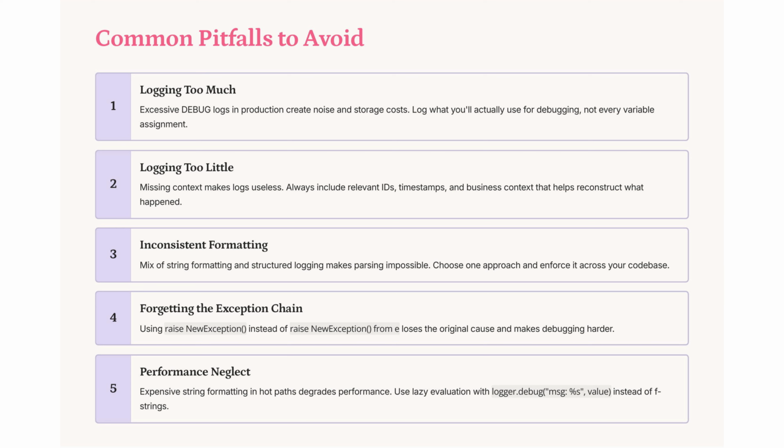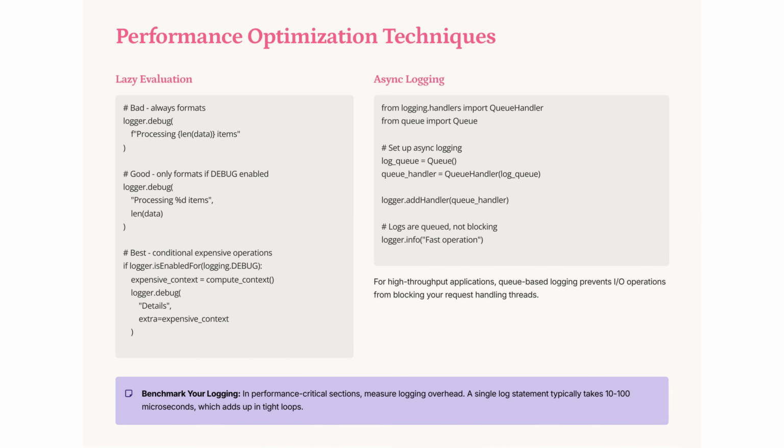Optimize performance by using lazy evaluation in logging, avoiding costly string operations in critical paths. Format strings only when debug is enabled. For high-throughput applications, implement async logging with QueueHandler to prevent blocking. Benchmark logging overhead in critical sections, as even microseconds add up. Efficient logging ensures minimal impact on application performance while maintaining necessary insights.